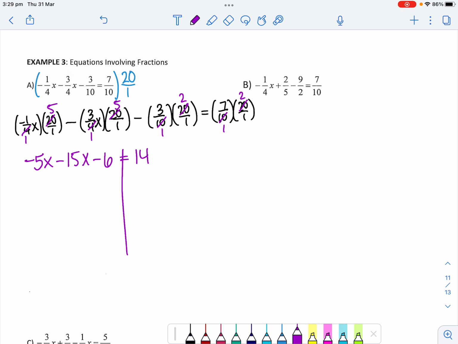And just by getting rid of all of those fractions, this equation looks so much less ugly. It looks so much more manageable. So now I'm going to combine my like terms. So negative 20x minus 6 equals 14.